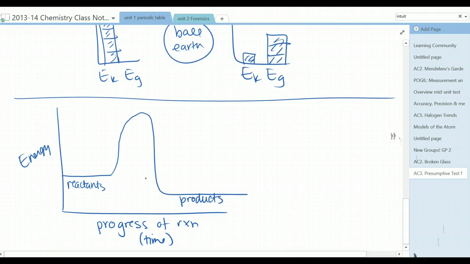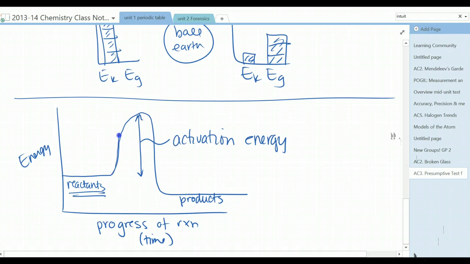Energy is released. But this amount of energy that it takes to get up this hill, okay, this is called the activation energy. And in the reactants, if there are enough of those particles that have the right amount of energy, the reaction will progress and we'll get products. But if there aren't enough, it'll go very slowly. Only every once in a while will we get the reaction to happen.